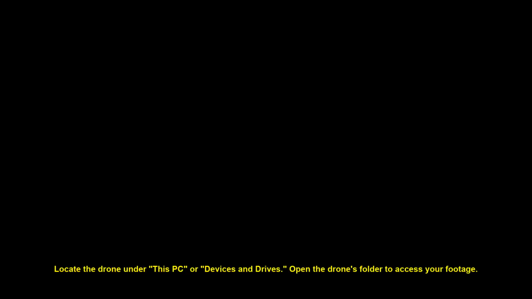Locate the drone under This PC or Devices and drives. Open the drone's folder to access your footage. Find the folder named DCIM, which contains your recorded files. Open the subfolder within DCIM that has the video files. Select the footage you want to transfer.